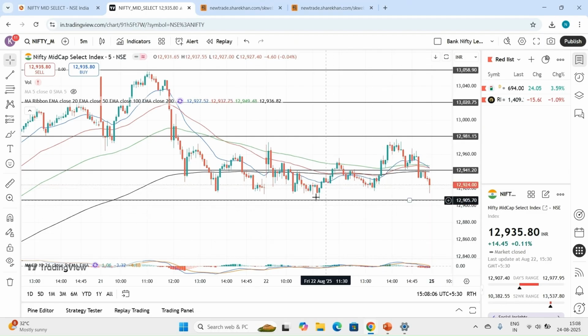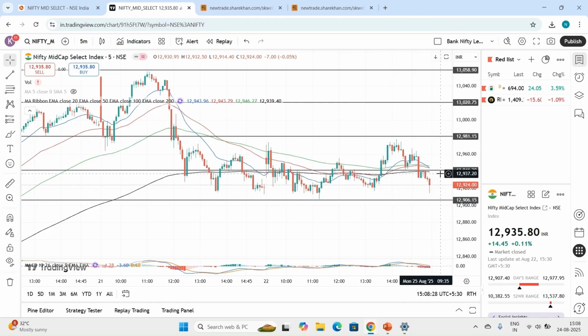Now we can see from here, this index closed at 12,935. You can consider 12,900 as a base support. So any breakdown below 12,900 is the level where you have to keep your SL if you are going for long.